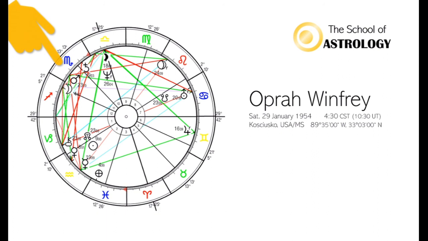Oprah Winfrey has her Mars in Scorpio, which means she likes a strong, tough man. Now her Mars is also in the 11th house, so she likely appreciates a man also to be her friend.